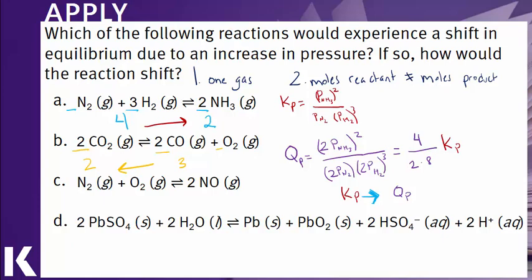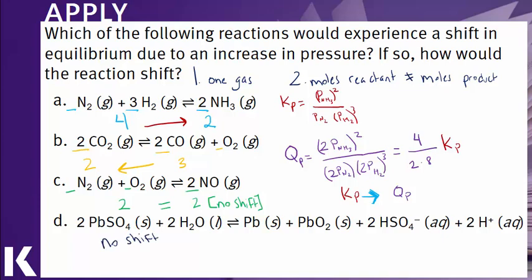In C, we can see both the products and reactants contain gases. The reactants contain 1 plus 1 mole, or 2 moles, and the product also contains 2 moles of gas. The coefficients must be different for pressure to affect equilibrium. In this reaction, there would be no shift. Lastly, D. We see solids, liquids, and aqueous solutions, but there are no gases on the reactant or product side. So pressure will not affect the reaction, and there would be no shift in equilibrium.